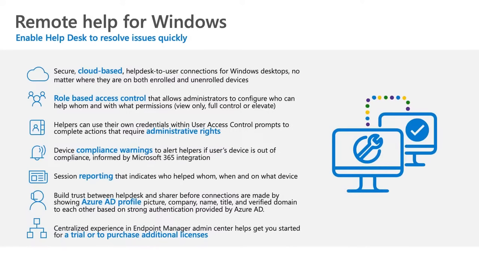So when a helper actually connects to a sharer's device, we'll show the helper if that device is non-compliant. And the benefit of that is that now the helper is more aware of what's happening on that device, and they can, one, help that user to become compliant, or two, if it's a security issue, they can actually escalate that to their security team so that they can do the proper analysis on that device. So giving that warning up front really helps to increase the security of the helper's interaction with that sharer's device.